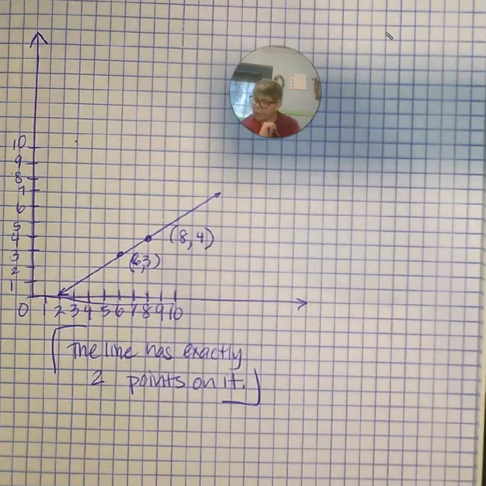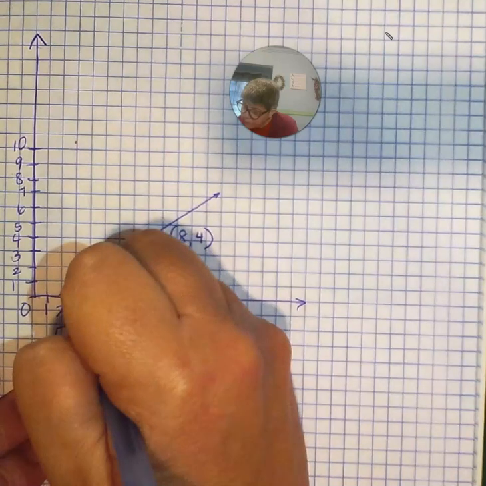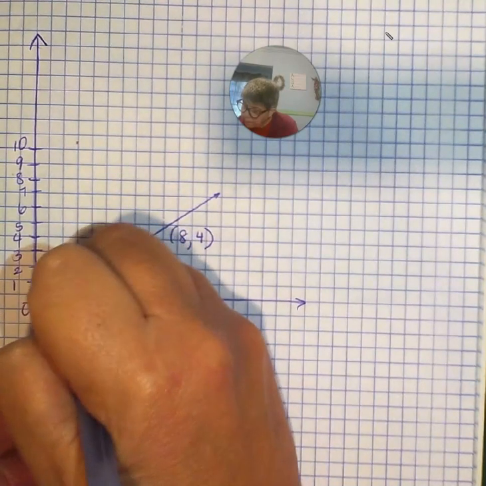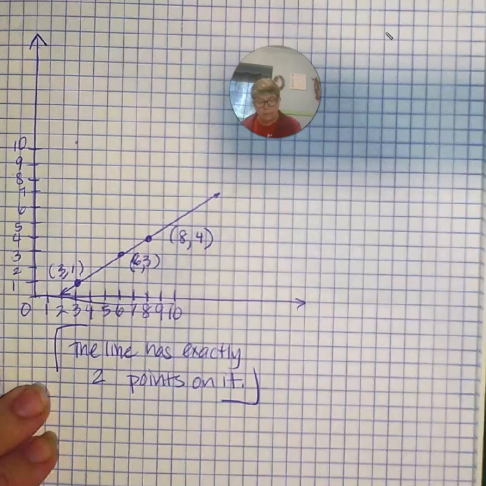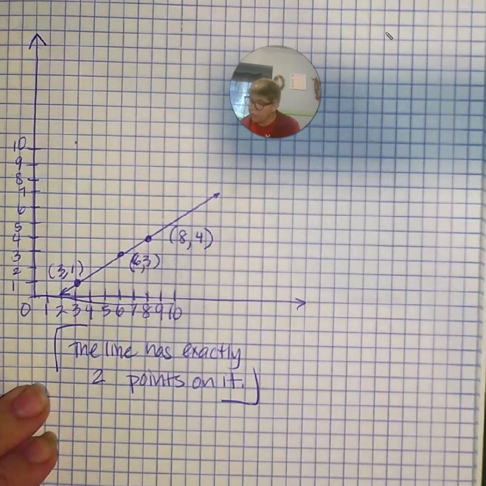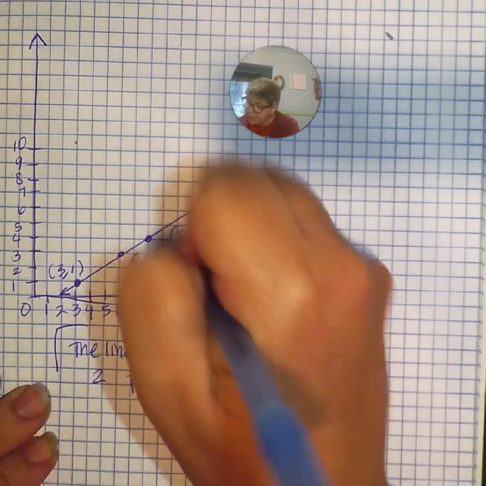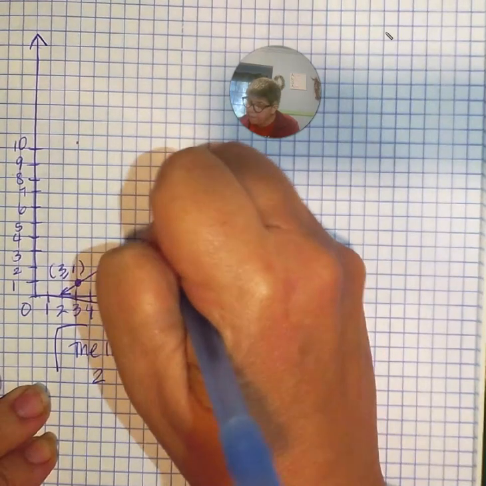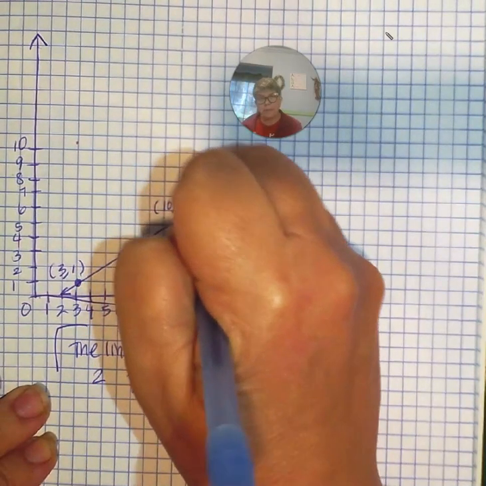Okay. Well, what about (3, 1)? Is that a point on the line? And what about (10, 5)? Is that a point on the line?